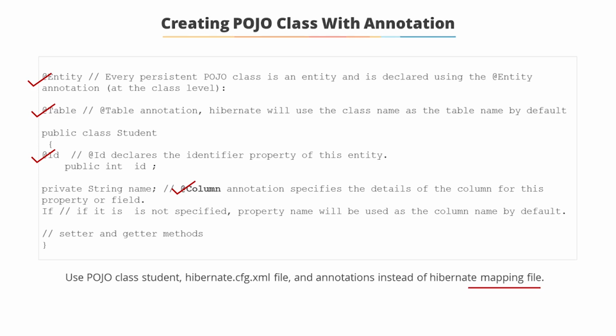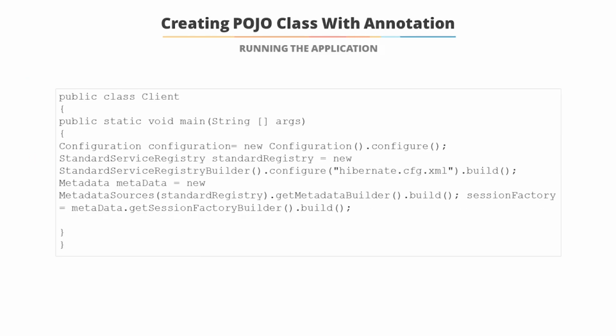So you save the effort of creating a separate XML file purely for doing a mapping of the class attributes to the column names in the database. So here you see we are creating a configuration.configure. Then we are configuring and loading that XML file and creating a metadata object and calling build on it, and finally instantiating the session factory.